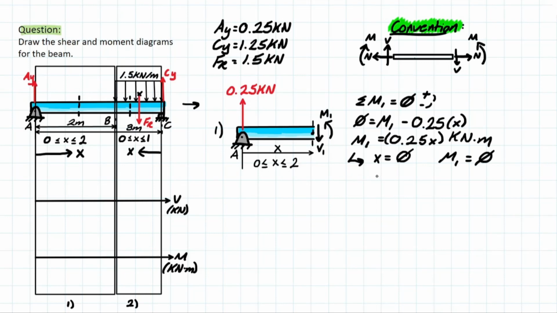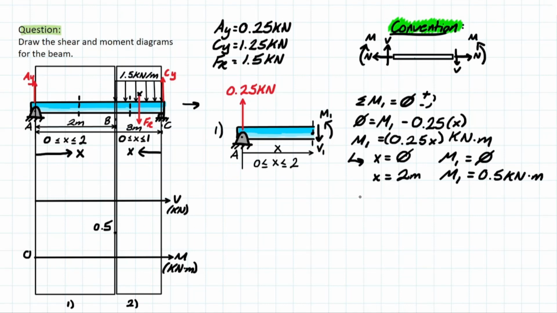Then we also need to consider the last point at the end, which is going to be at x equals 2 meters. And when we plug that in, we have that moment is going to equal 0.5 kilonewtons per meter. And just like I said before, we can plot these points. So let's have a point here and a point here. So we have 0 here, and we're going to have 0.5 here. And then we can interpolate a line between these 2 points, which is going to be linear, and simply have the moment diagram solved for section 1.